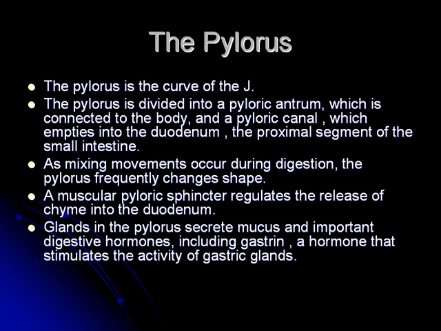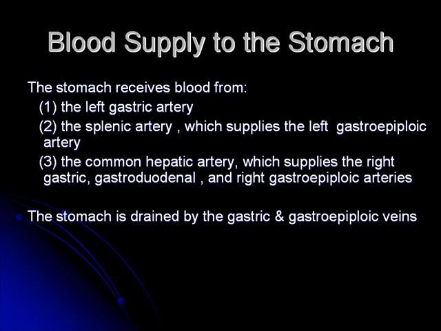The pylorus is divided into the pyloric antrum, which is connected to the body, and the pyloric channel, which empties into the duodenum, the proximal segment of the small intestine. As mixing movement occurs during digestion, the pylorus frequently changes shape. A muscular pyloric sphincter regulates the release of chyme into the duodenum. Glands in the pylorus secrete mucus. They are also important in producing digestive hormones such as gastrin, a hormone that stimulates the activity of the gastric cells.